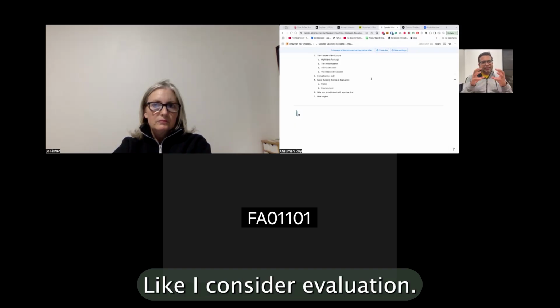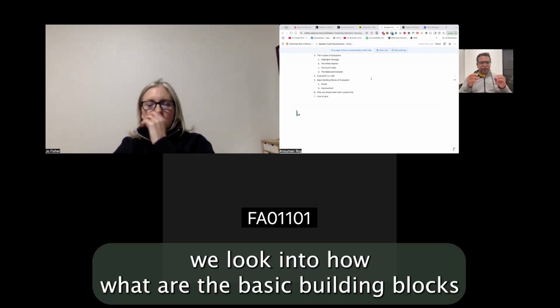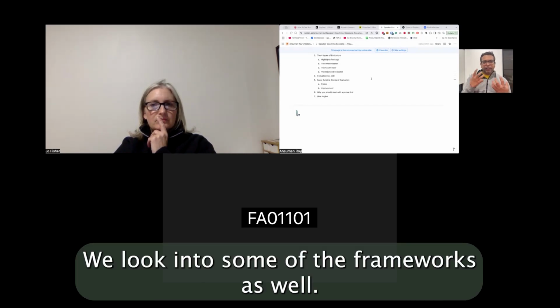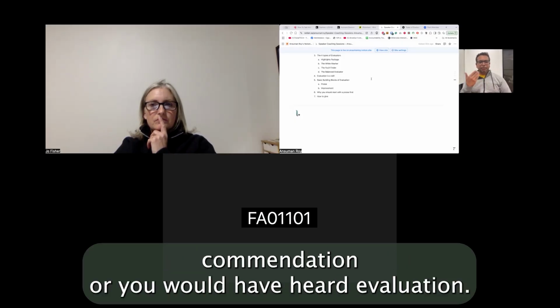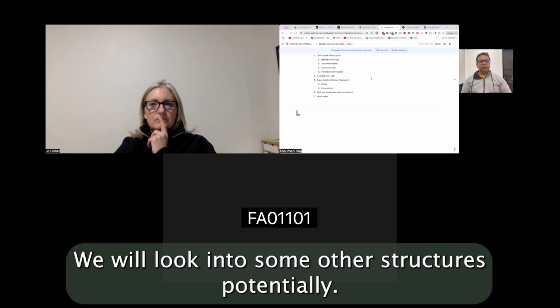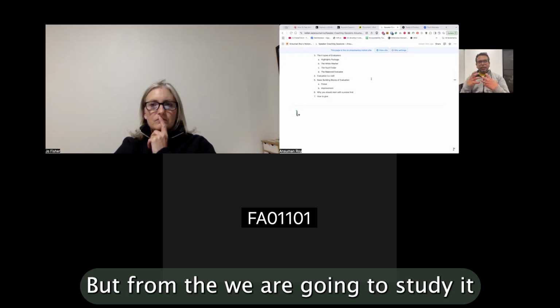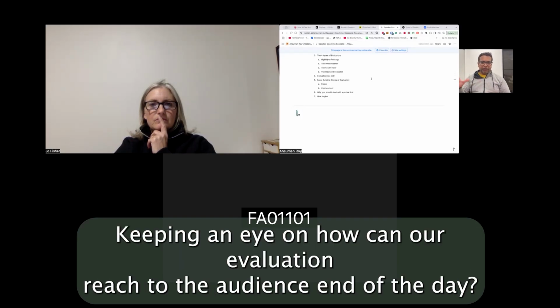If you think of evaluation as a big structure, we look into what the basic building blocks of an effective evaluation are. We look into some of the frameworks as well, like the commendation or PIP that Toastmasters gives you, which you would have heard of. We'll look into some other structures potentially, but we are going to study it from an analytical quality perspective, keeping an eye on how our evaluation can reach the audience.